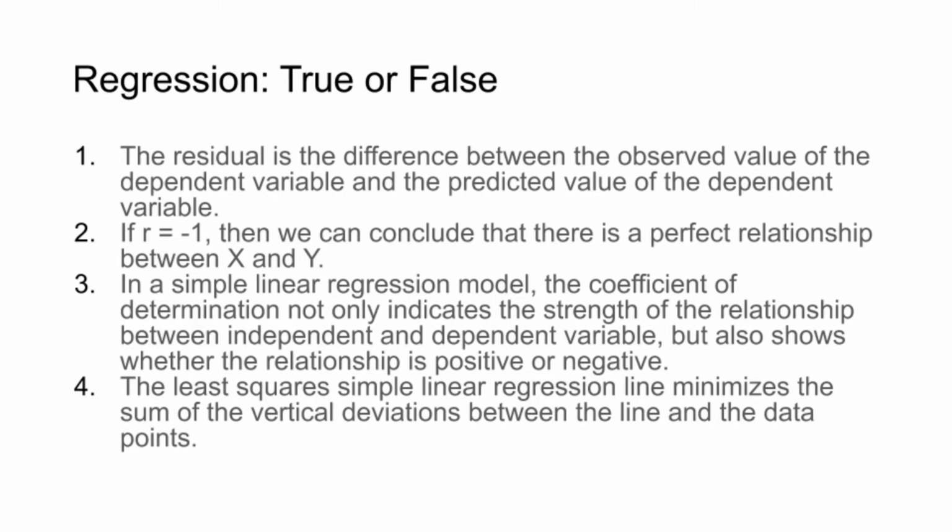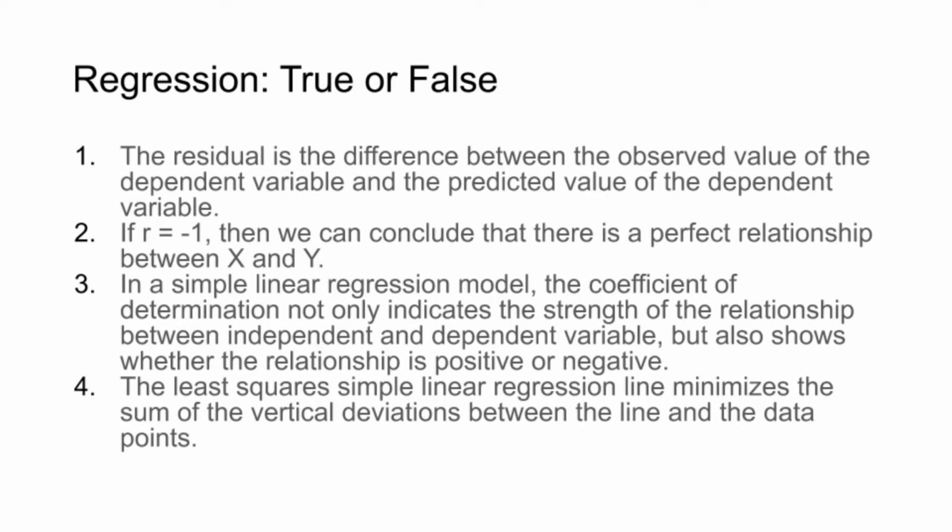Number 1. The residual is the difference between the observed value of the dependent variable and the predicted value of the dependent variable. True or false? That is true. The residual is just the error, the difference between the observed value and the expected value.